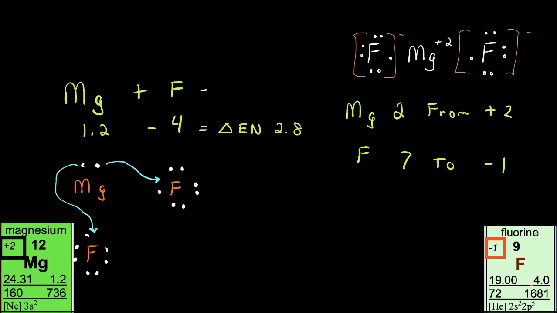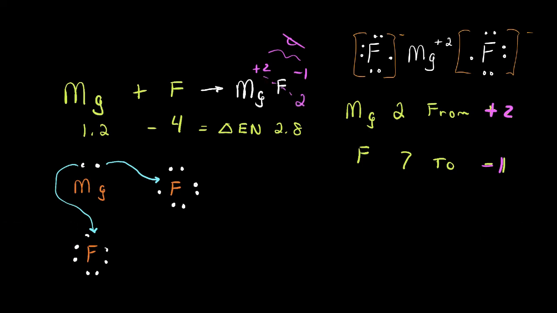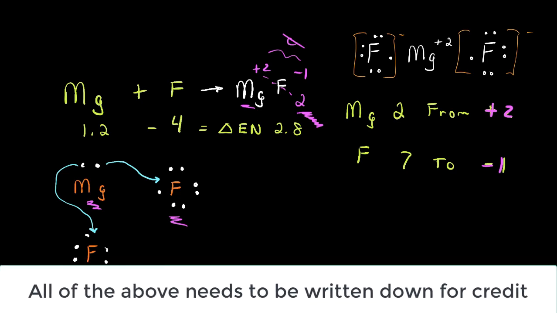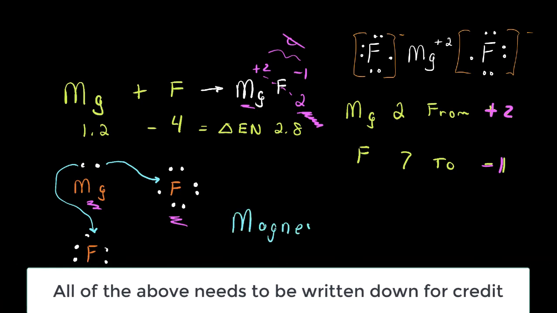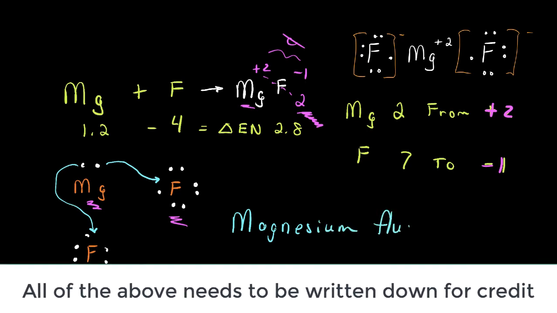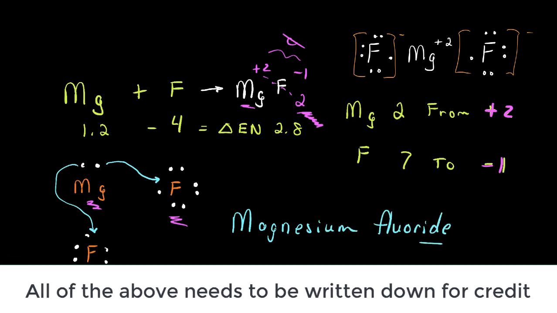When we write out the formula now, you have MgF, and we have to put those oxidation numbers in. +2, -1. These don't add up to be 0, so that means that I have to crisscross the values. So I see that I need 2 fluorines, 1, 2, for every 1 magnesium. So I did everything correctly. The name of this, you have magnesium fluoride, and we're all done with that.